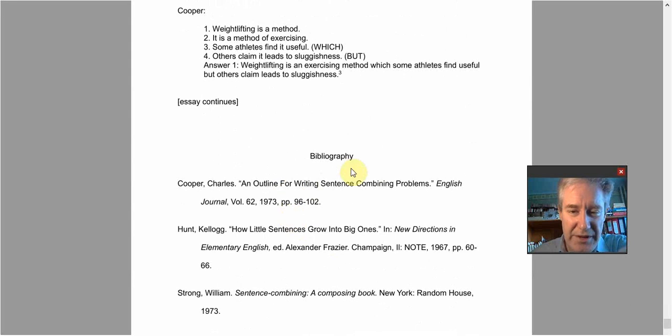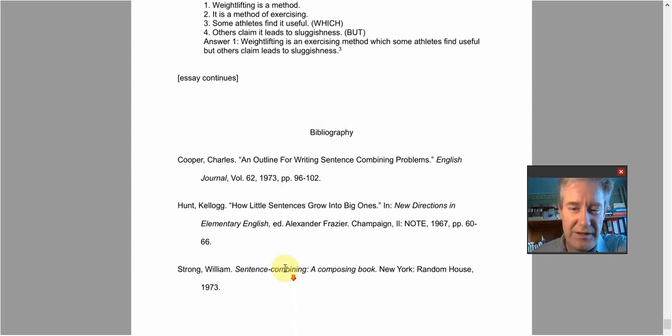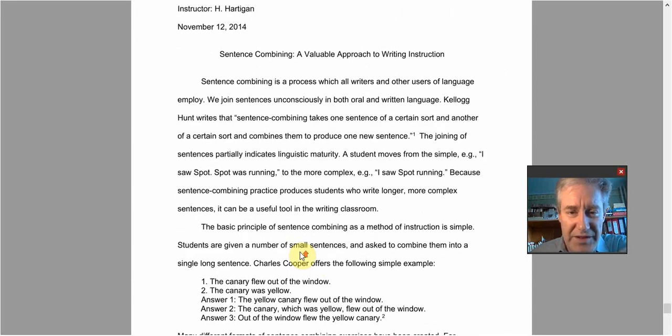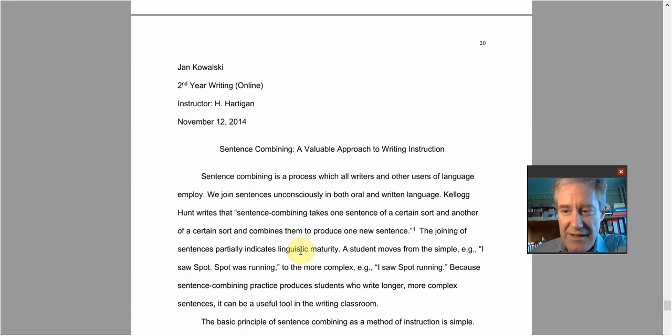At the end, there's a bibliography that gives a list of all the sources, and you notice it uses roughly the same style sheet as the other parts of the essay. It's Arial 12-point font, it's double-spaced, etc., etc. Okay, so that's a general look at the idea of the style sheet.